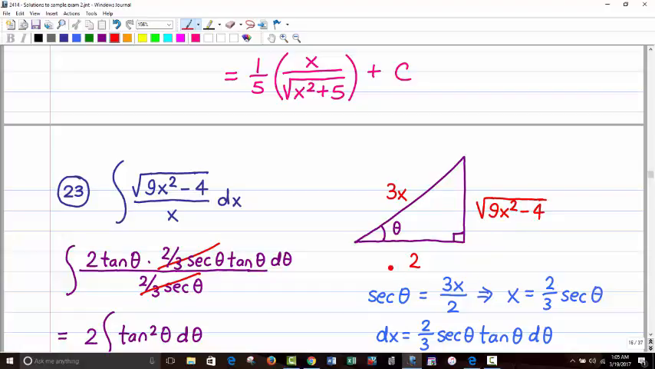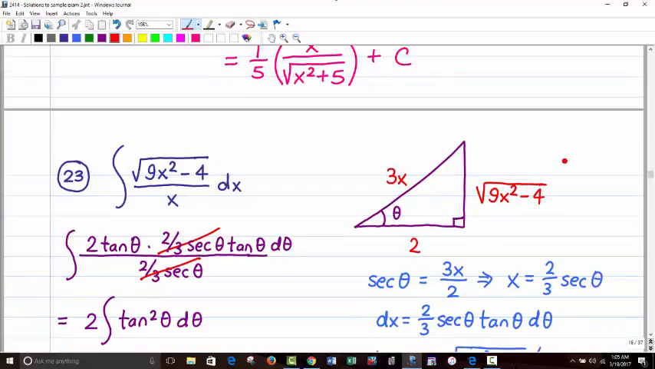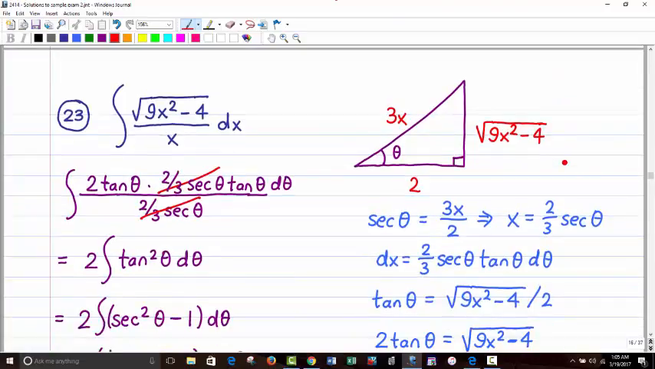Square root of 4 is 2. And we're set. So let's piece this together. Of course, I need x. So secant of theta would be hypotenuse over adjacent, so it's 3x over 2. That means x would equal 2/3 secant. So the derivative of secant, we need to know that. That's secant times tangent. So we have 2/3 sec tan.